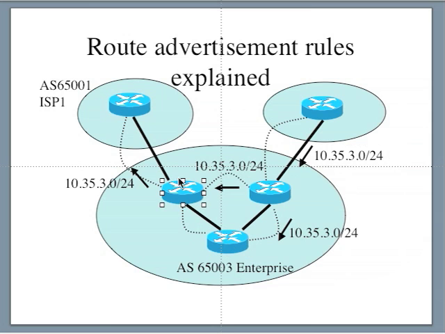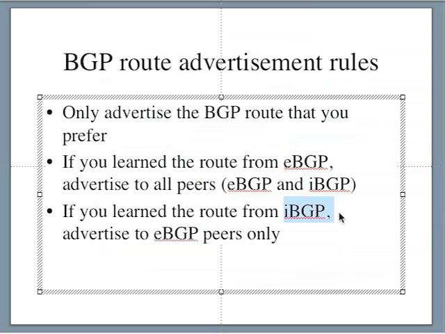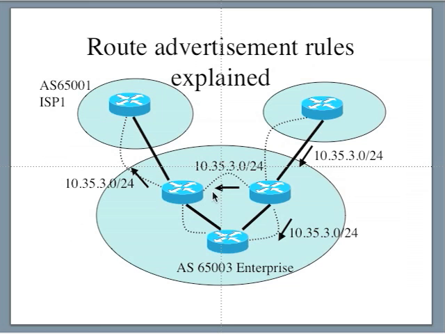Now this router received the route from an iBGP peer, so it advertises to eBGP peers only. So it received the route from this router, it will send it on to this router, but it will not send it to the bottom router, because the bottom router is an iBGP peer with this left router. Meanwhile, this router here at the bottom received the route via an iBGP peer. It's going to send it to eBGP peers only, but it doesn't have any eBGP peers, so it's not going to send it anywhere else.